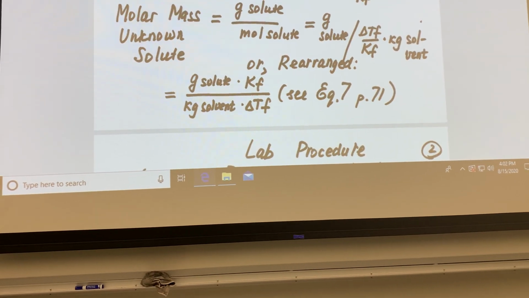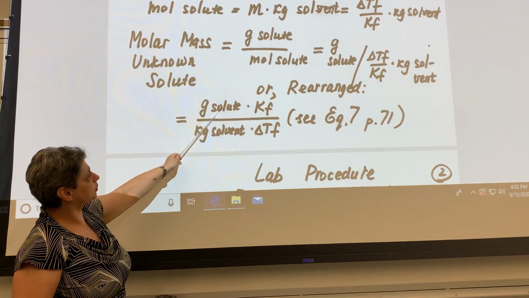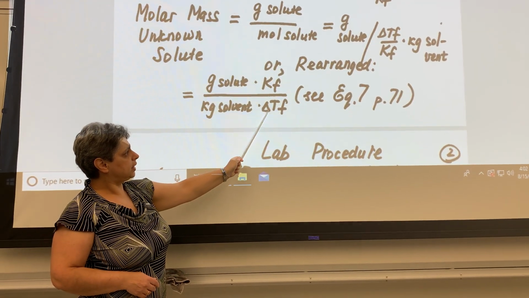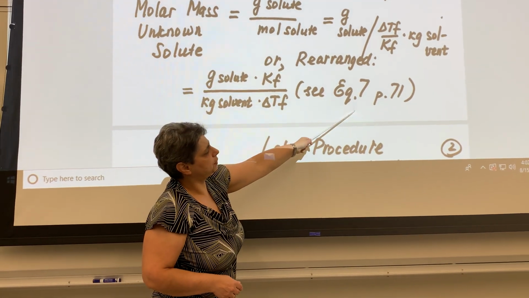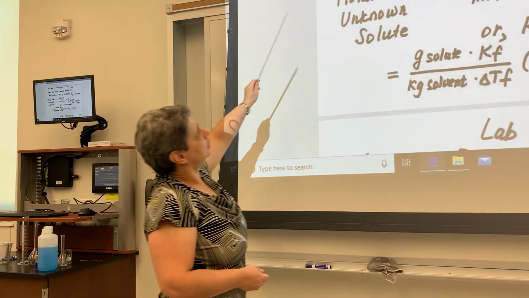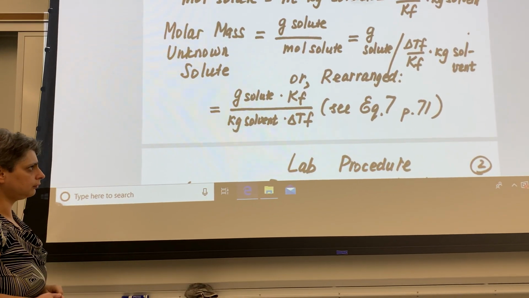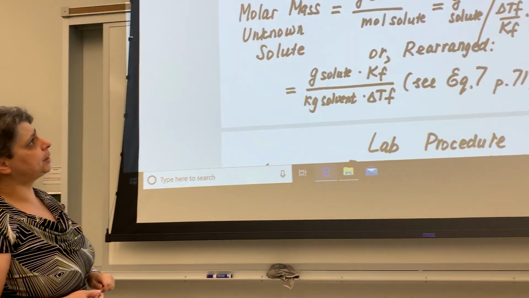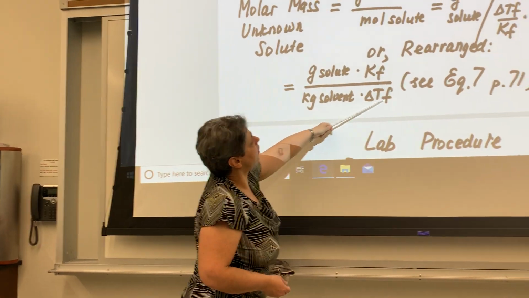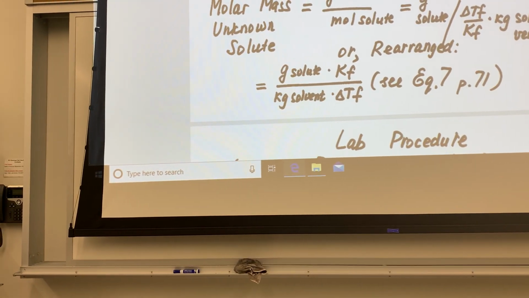So I arranged it in this equation here. Molar mass of unknown solute is equal to grams of solute times Kf divided by kilograms of solvent divided by delta TF. This is equation 7, page 71. So for the quiz, you have two options. You can either just remember the simple derivation that I did to show how molar mass can be found step by step using delta TF and molality, or you can just use equation 7 right here. The quiz will be closed book, so you have to memorize this equation.